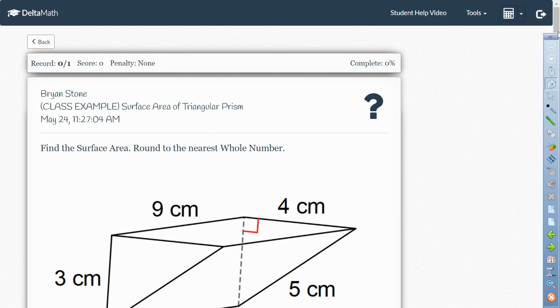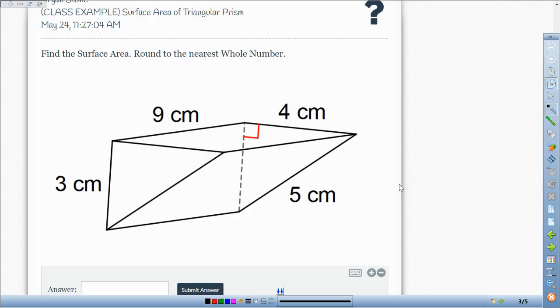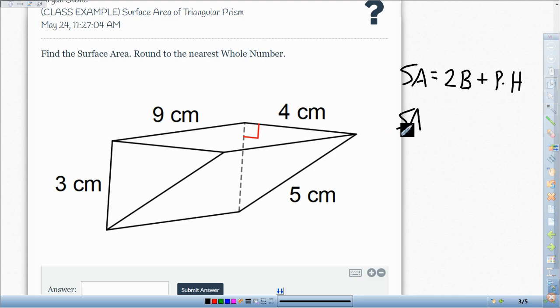All right, so looking at a triangular prism here. It's still a prism. We're still using the same formula. So let's start with it. Surface area equals 2 times area of the base plus perimeter of the base times height. And let's go ahead and plug in the formula for the area of the base.